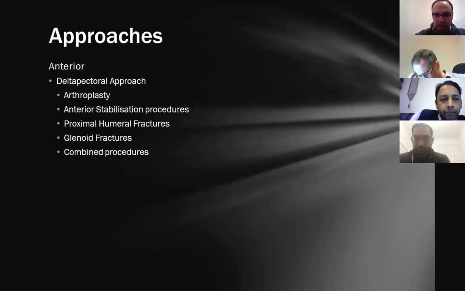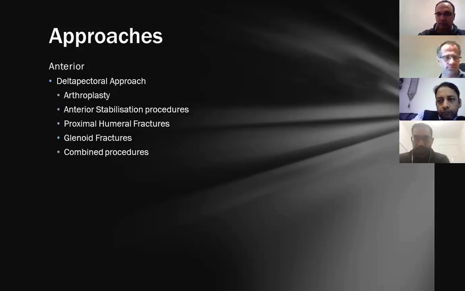So starting off, the deltoid-pectoral approach is typically used in arthroplasty, anterior stabilization procedures, and proximal humeral fractures. So it's very popular on the trauma table, as well as the basic anatomy. I had it on the basic anatomy. Also glenoid fractures and combined procedures.